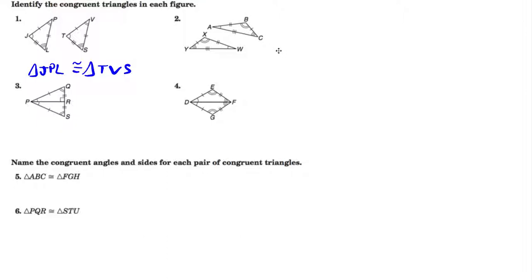For number 2, we can do a similar approach and take this one angle at a time. If we look here, we can see that Y has 3 marks, and that's congruent to C. B and X are the same, so X and B, and angle W is congruent to A. So YXW is congruent to CBA. This is tricky because these two triangles have a common side.